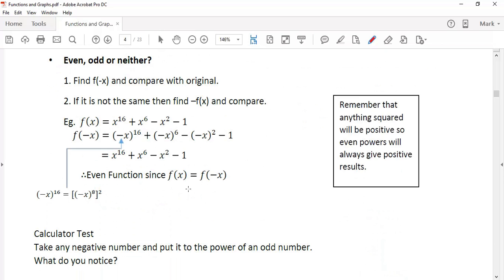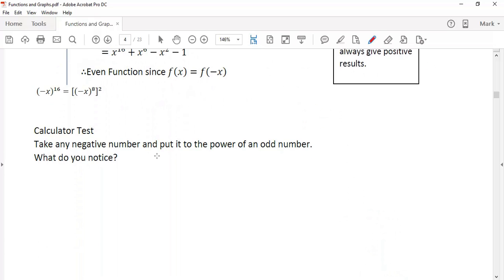A key thing I want you to point out, you guys probably already know, but if you do any negative number to the power of an even number, it'll become positive. Say -3 squared is positive 9.